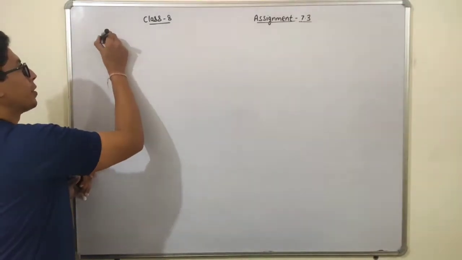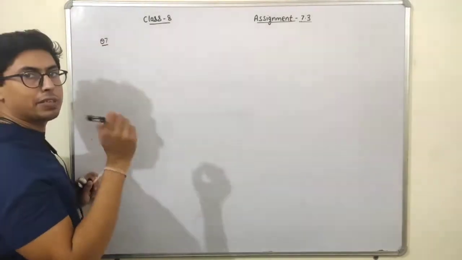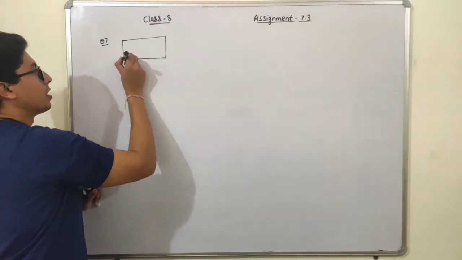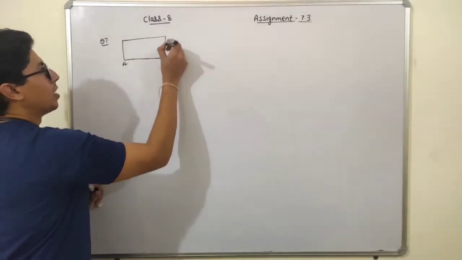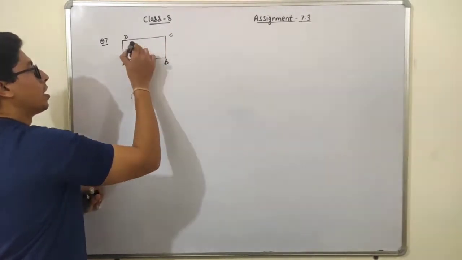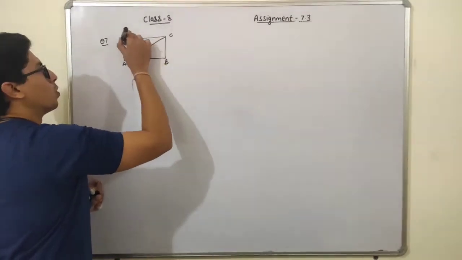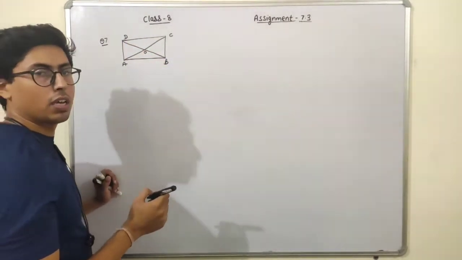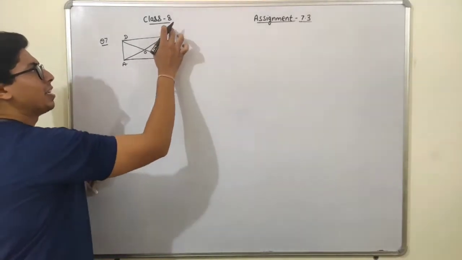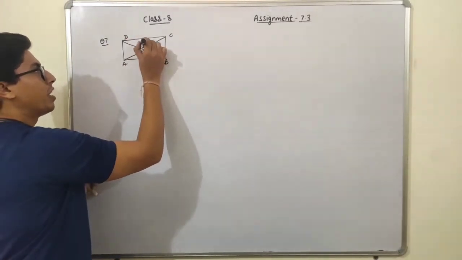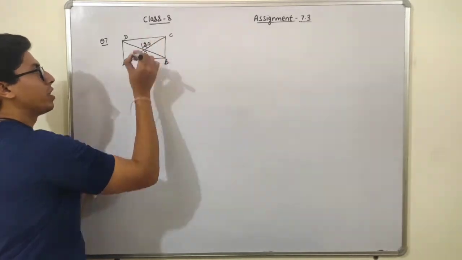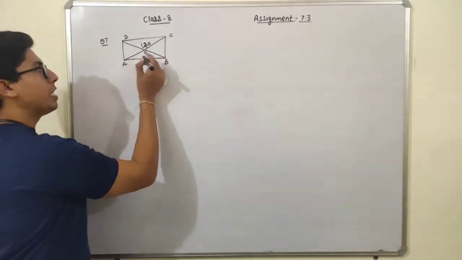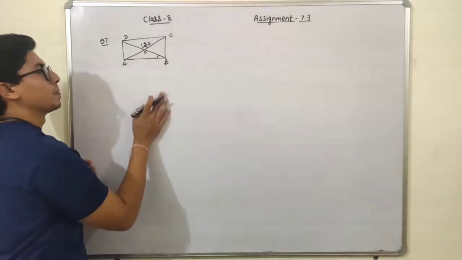In question number 7, it is given that ABCD is a rectangle. The diagonals intersect at O. It is given that angle COD is 120 degrees. I have to find the value of this angle OBA.